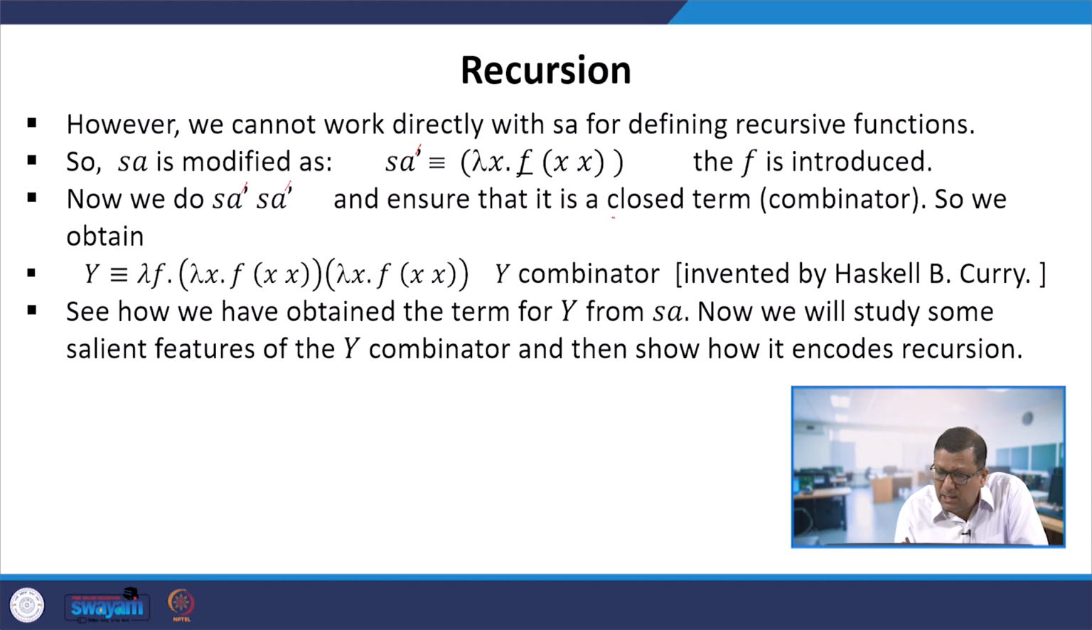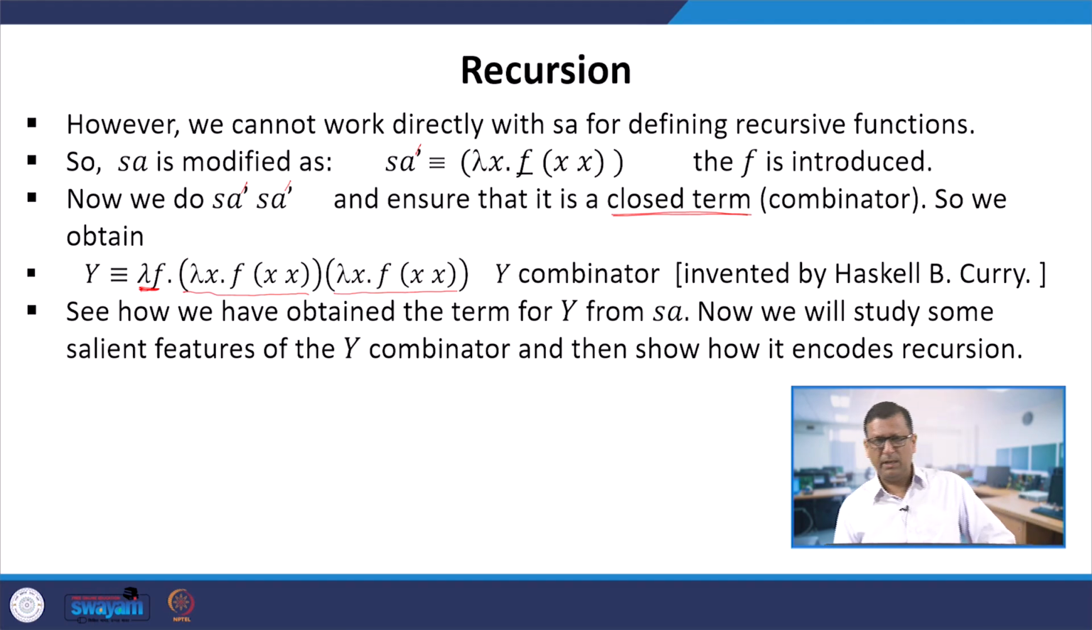But we want it as a closed term. A closed term, or a combinator, is one that has no free variable. Here f is a free variable in SA prime. So we want to make it a closed term by making it bound. So we will have lambda f dot SA prime. This is a closed term, that is called the Y combinator.